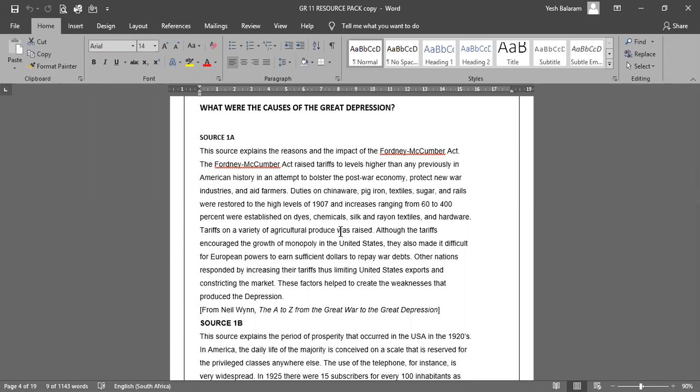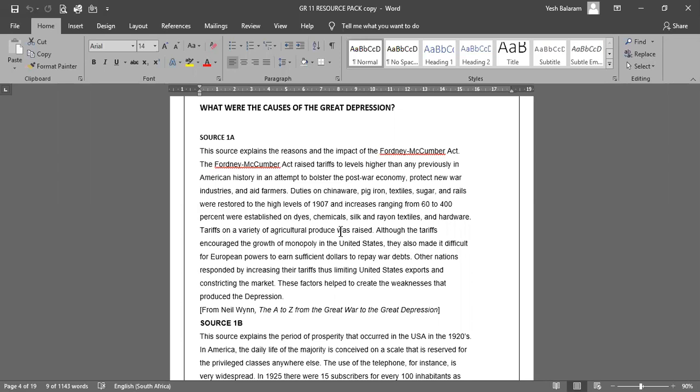I would like you to refer to page 2 of your resource pack. Today, we're going to be looking at the questions based on the causes of the Great Depression. This is a source-based question. I will be referring to the sources firstly, and adjacent to that, we will be looking at the questions.